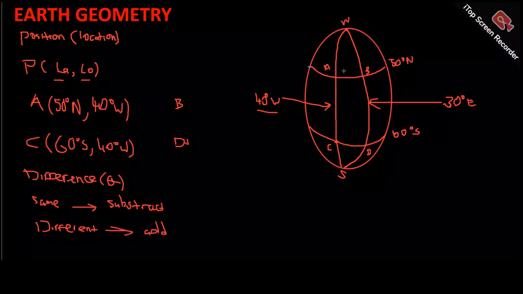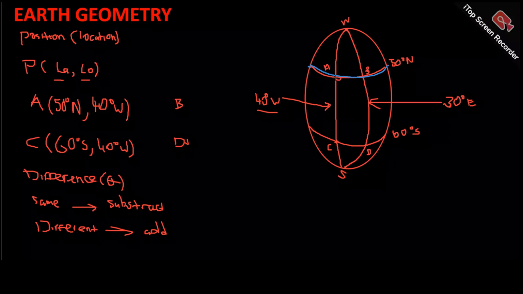Let's find the difference between point A and B. You can ask yourself, are A and B in longitude or latitudes? It's in latitudes. So you're going to use the longitudes. You ask yourself a very simple question, are A and B in longitudes or latitudes? In this case, it is in latitudes, so you're going to use the longitudes.